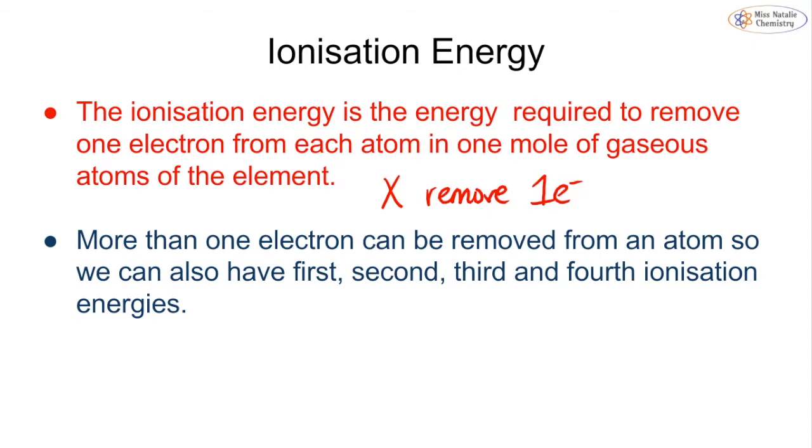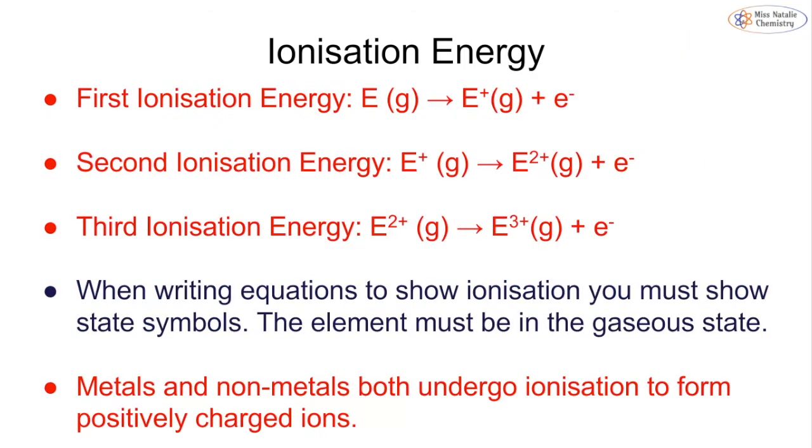Now, we already know that 1 mole is going to contain 6.02 times 10 to the 23 atoms. So the ionization energy is how much energy is required to remove this 1 electron from all 6.02 times 10 to the 23 atoms. We can look at the first ionization energy, where we remove 1 electron. The second would be when we remove a second electron. The third, removing a third, and so on and so on. So we can write it out looking like this. We're going to use this element E. E just stands for any element. It does not matter what it is.